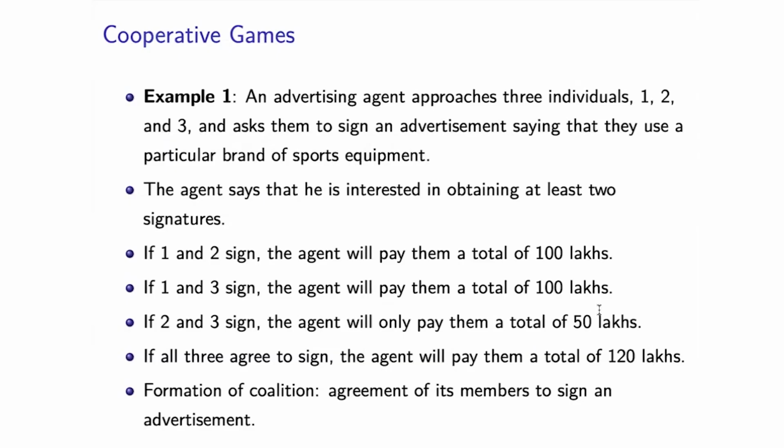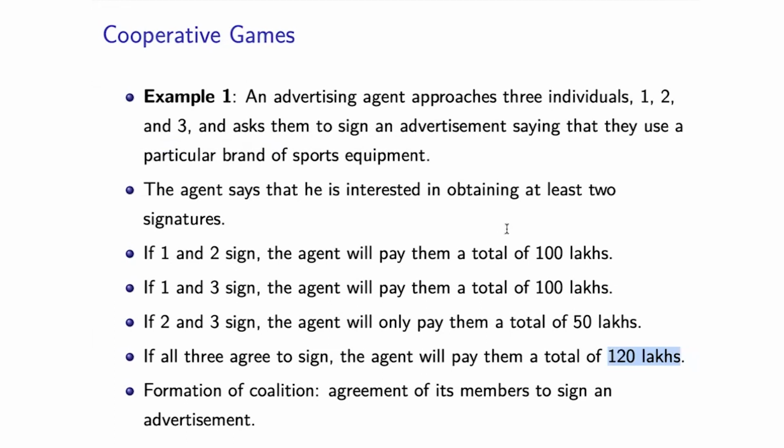Okay. So the agent was interested in obtaining at least two signatures. What happens if all three agree to sign? Then the agent is going to pay them a total of 120 lakhs, because the agent feels that in that case there is more money, as there may be a particular advertising segment that appeals to this particular player being in the advertisement. Okay, so this is the situation. Now, what does the formation of a coalition mean in this context? It means an agreement of its members to sign up for the advertisement.